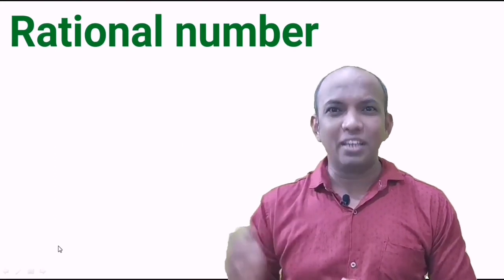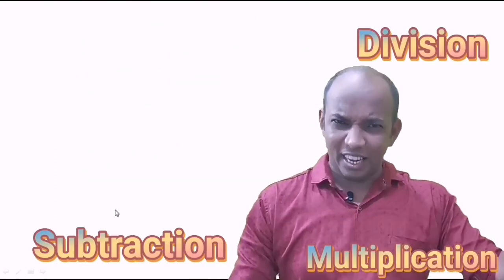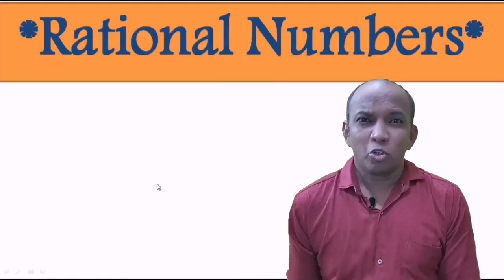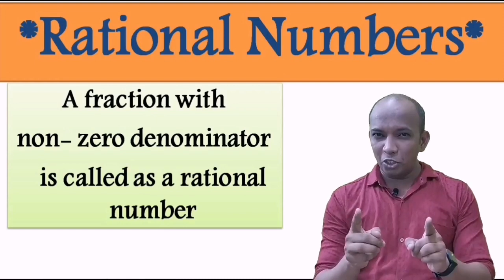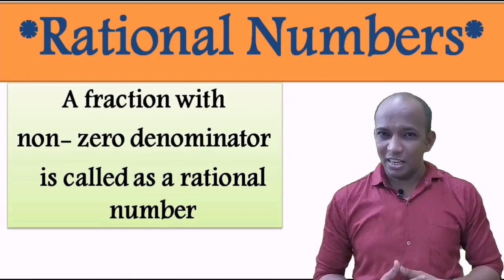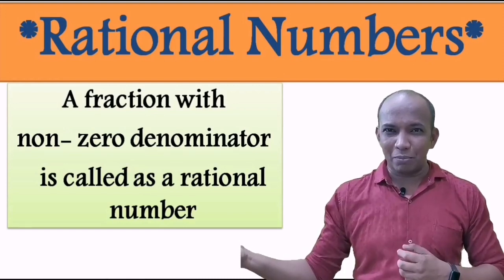In today's video, we will try to understand the meaning of rational numbers and the mathematical operations, addition, subtraction, multiplication and division, related to it. But before going to it, let's try to understand the definition of rational numbers. So here is the definition on your screen. The definition says that a fraction with a non-zero denominator is called a rational number, and here are some examples.